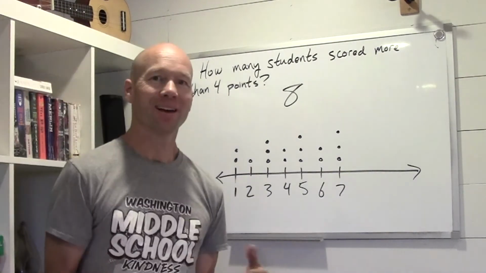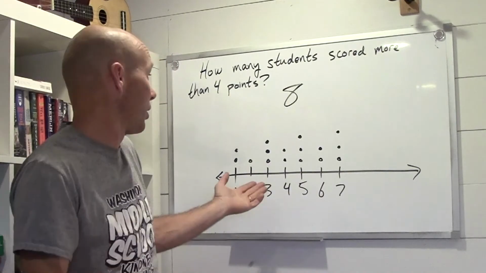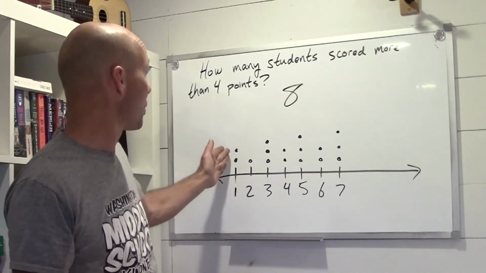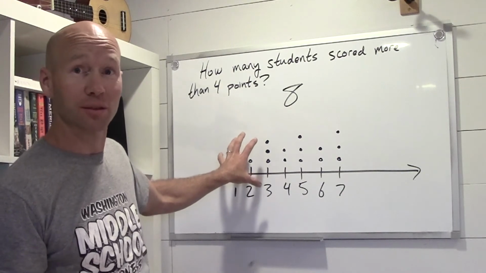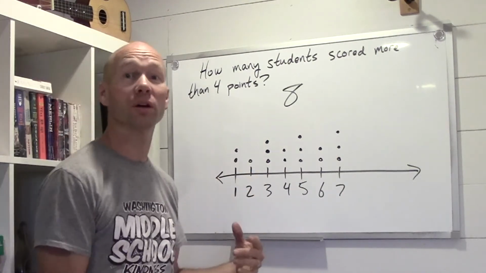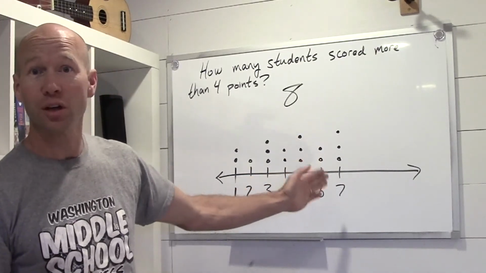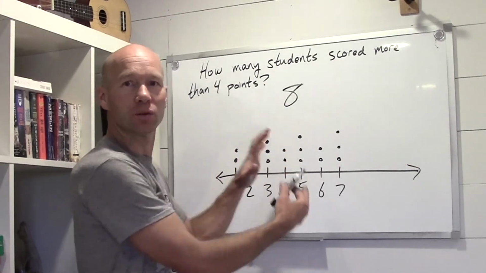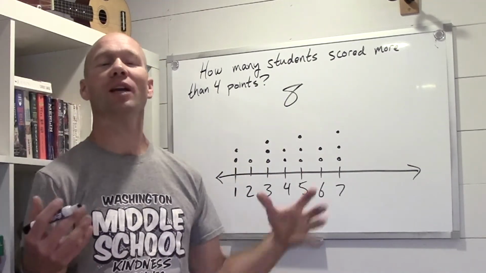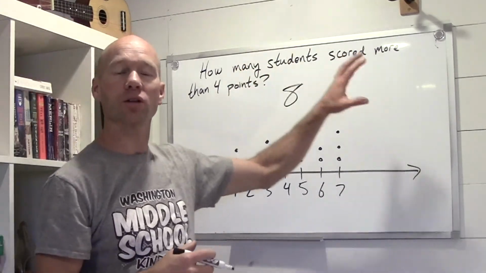If I had a question of how many students scored less than 4, I'm looking down here. Got 1, 2, 3, 4, 5, 6. 6 scored less than 4. How many scored 7 points? I can look at it quick. 3 students scored 7 points. When I've got this visualization, then I can understand this data. I can get my mind around a larger group of data.